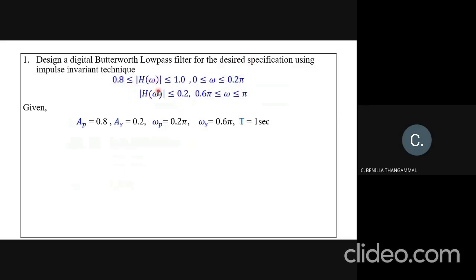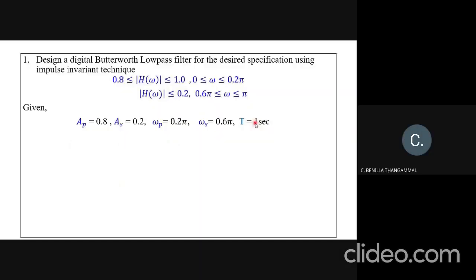Remember, the problem statement will have two lines here. The first line deals with your passband, the second line with your stop band. This is the stop band gain and this is your stop band frequency. So these are going to be your parameters. Apart from that, for T, they didn't give anything, so it will give you the time period.